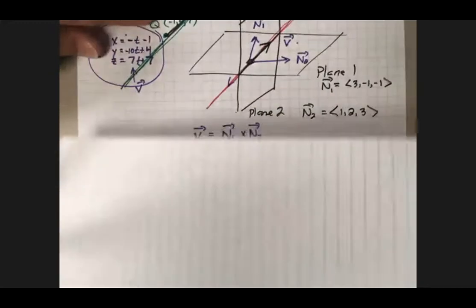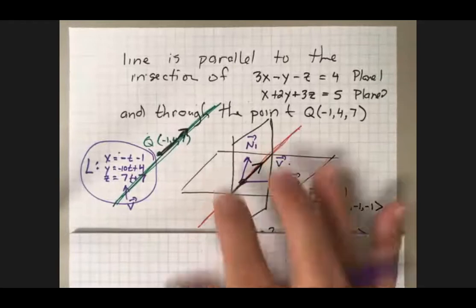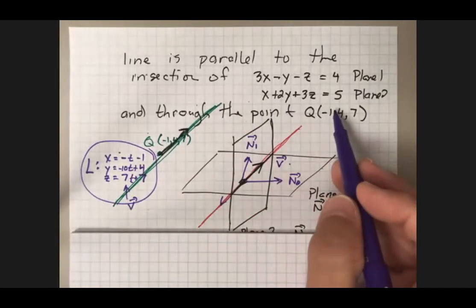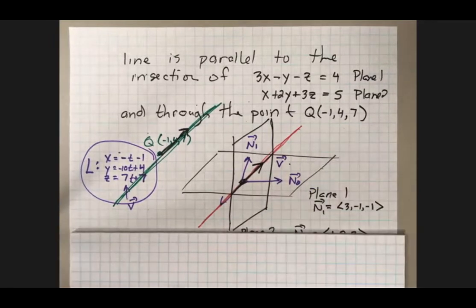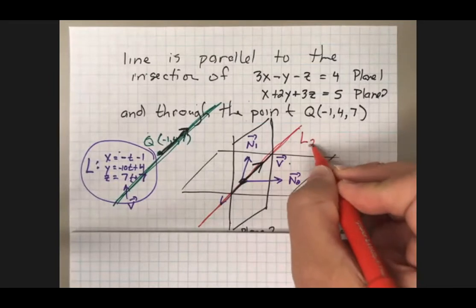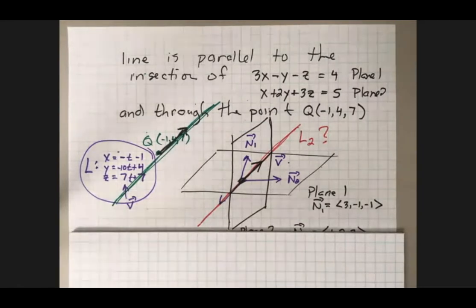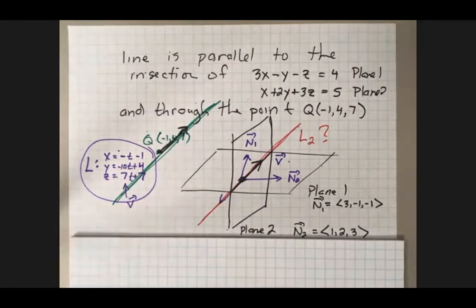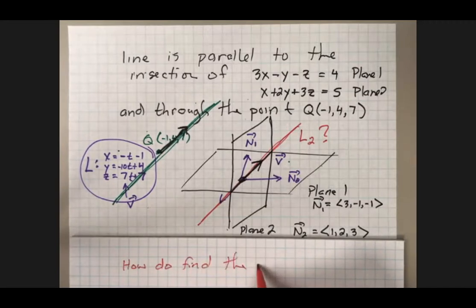I'm going to come back to this problem again here. Notice when I found you the equation of the line parallel to this intersection, notice I did not find you the equation of the intersection. What's the equation of that red line? You need to know how to do this. So let me quickly execute the equation of that red line for you. How do you find the intersection of these two planes?